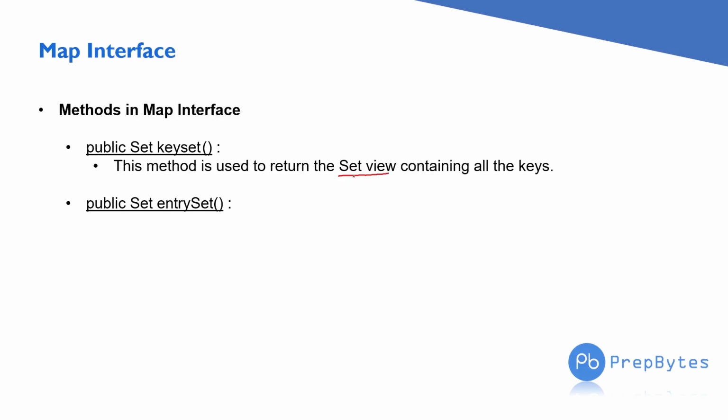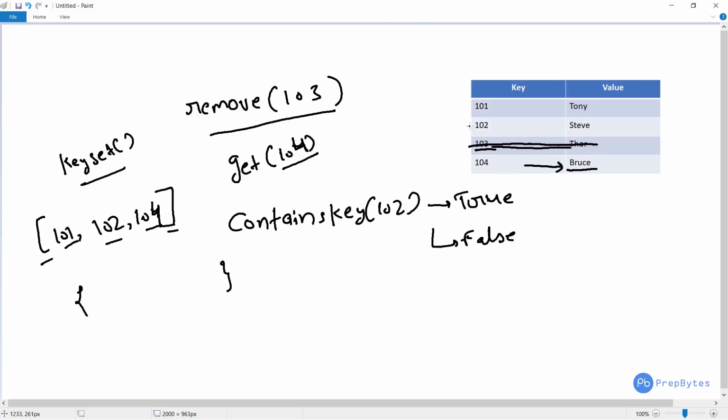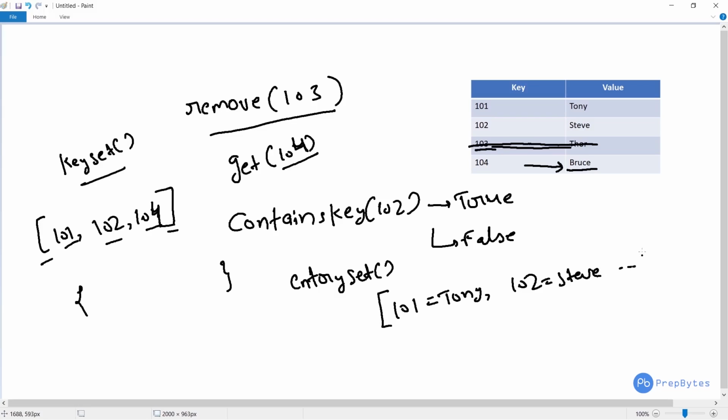Now the next one is entrySet. This method is used to return the set view containing all keys and values. If I use entrySet, the output will be all keys and values in the form of a set. So the output will be something like this: 101 equals Tony, 102 equals Steve. So this is how the output will be if I use the entrySet method.